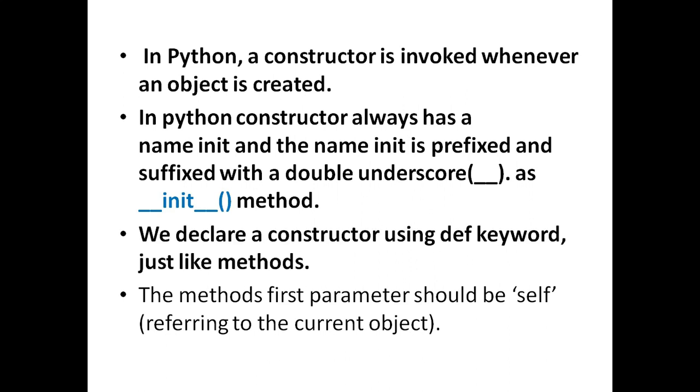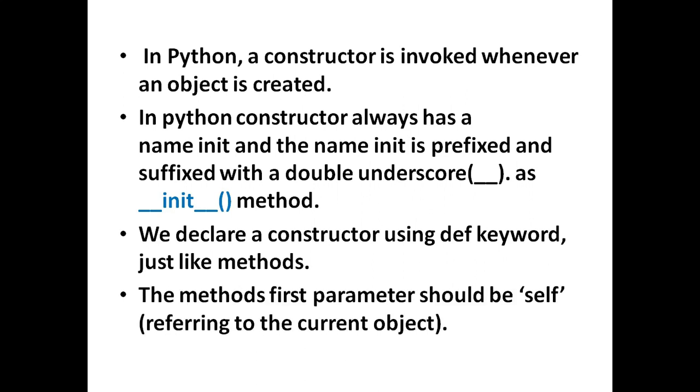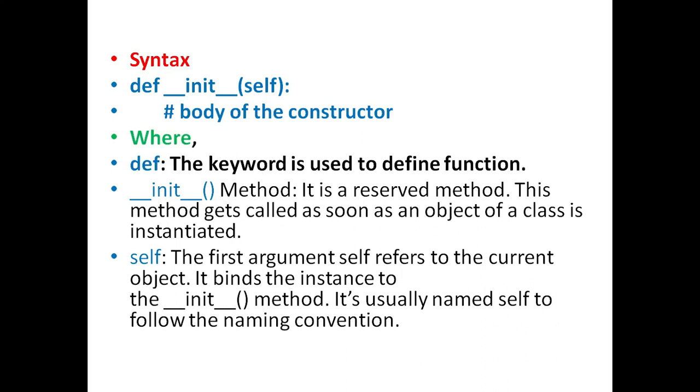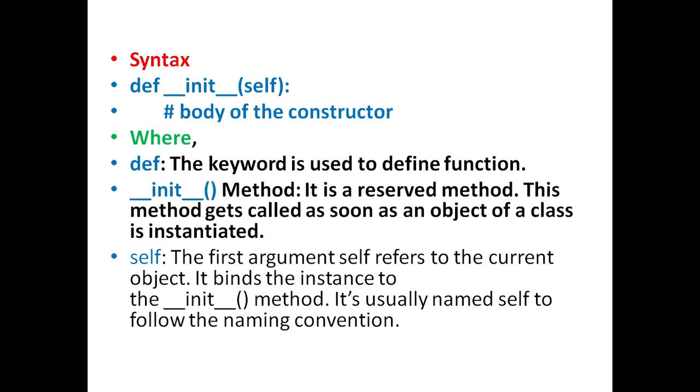A constructor is declared using the def keyword just like methods. The method's first parameter should be self, which refers to the current object. The general syntax for defining a constructor is def __init__(self): and the body of the constructor, where def is a keyword which is used to define a function. __init__ is a reserved method.